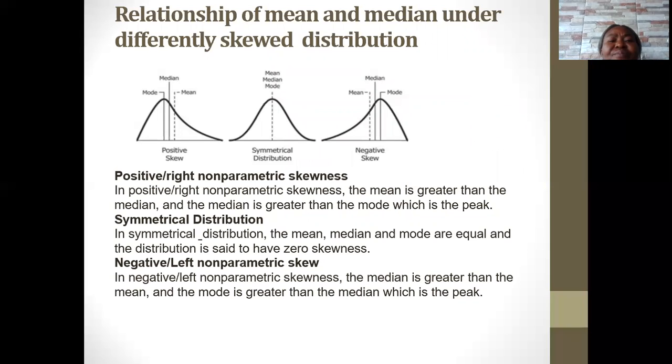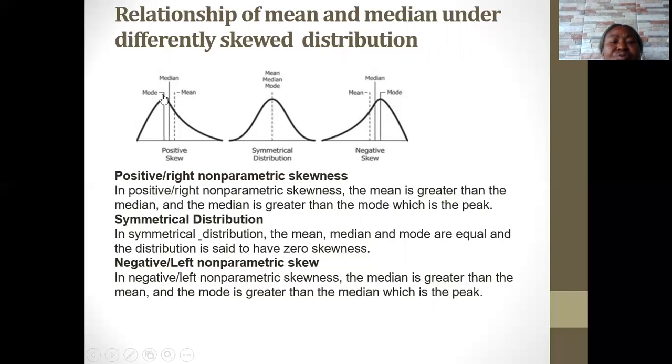Let's look at the relationship of mean and median under differently skewed distributions. The first one is positive skew. Positive or right non-parametric skewness. In that case, the mean is greater than the median. So you can see the mean is greater than the median. And the median is greater than the mode, which is the peak.